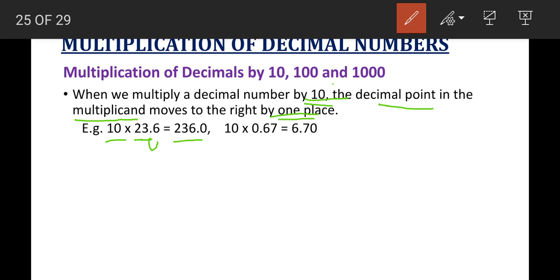Okay. Next, come to another example. 10 multiplied by 0.67. So we have to move this decimal point towards the right side one place. So it becomes 6.70. Okay. It becomes 6.70. Clear?